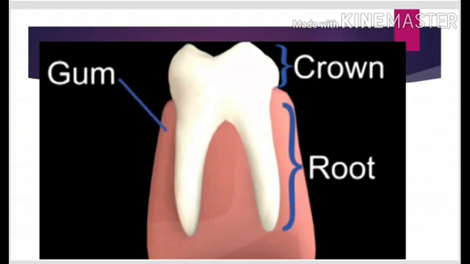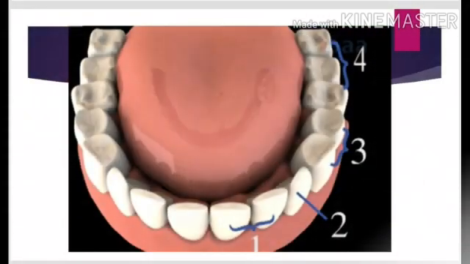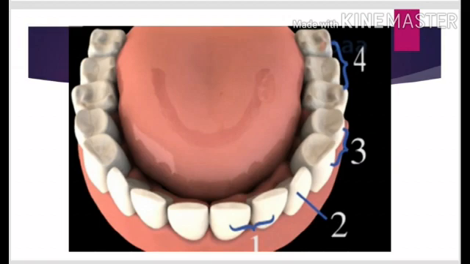If we look into the mouth, we observe that the visible part of our teeth, white in color, that is made up of the hardest substance of our body, enamel, is known as the crown. Below the crown, the part of the tooth is known as the root, which is embedded inside the gums. These teeth are arranged in a row in the jawbone. There are 4 types of teeth in our mouth, having different shapes and sizes.